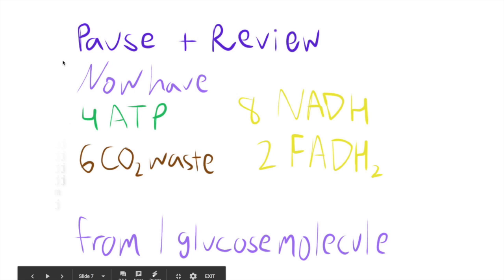Now a little pause and review. We now have accumulated 4 ATP, which are somewhat significant, 6 carbon dioxide molecules of waste, and 8 NADH and 2 FADH2 from 1 glucose molecule.